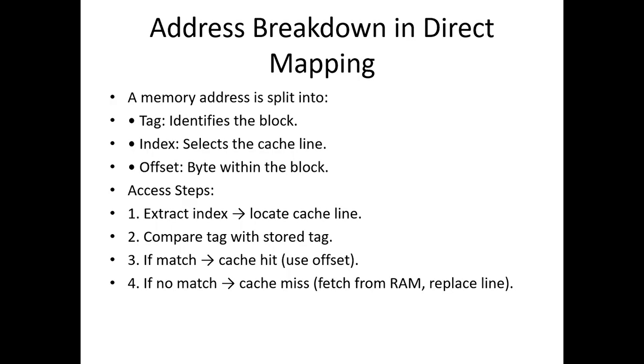So let's look at the cache access process. Let's break it down. When the CPU wants to read data, the process goes like this. It uses the index from the memory address to go directly to the corresponding cache line. After that, it checks the tag stored in that line against the tag in the address. If they match, it's a cache hit and the data is retrieved using the offset. If they don't match, it's a cache miss and the data is fetched from the main memory, placed into the cache line, and the tag is updated.